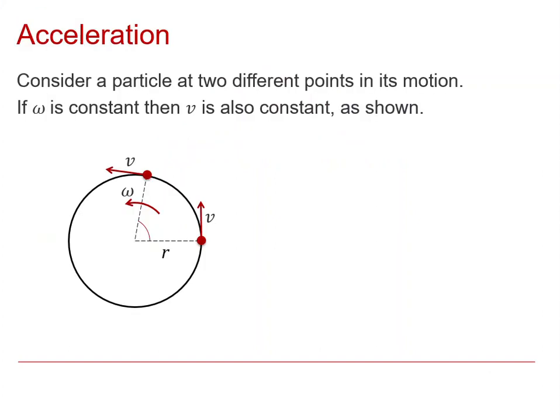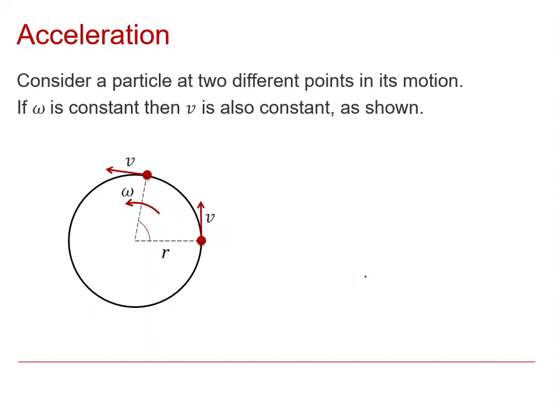Consider a particle at two different points in its motion. You'll see that in the first position the velocity is directed along the tangent, of course, and it's in a different direction from what it is in the second position, even though the speed is unchanged. Now that has to mean, since velocity is a vector, that it's got an acceleration.